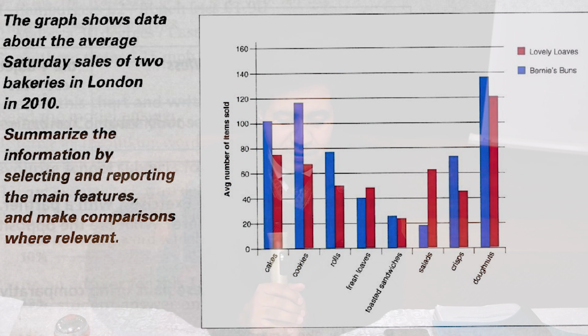and reword. For example, they use the word graph. You use the word bar chart because it's a bar chart. Then they use the word data. You can use the word information or details. They said average Saturday sales. Now, you cannot reword Saturday. Okay, that you say, I'll write Sunday. Saturday cannot be reworded. And then sales of 2 bakeries. Bakeries cannot be reworded as well. London cannot be reworded. I will write Lahore because this is my city. Right? So never reword the proper nouns like that. In 2010.